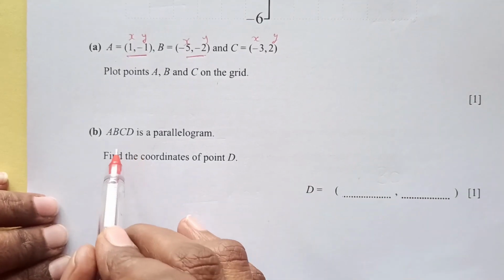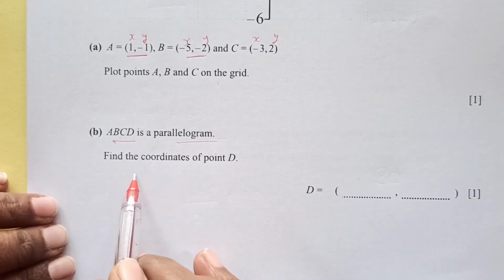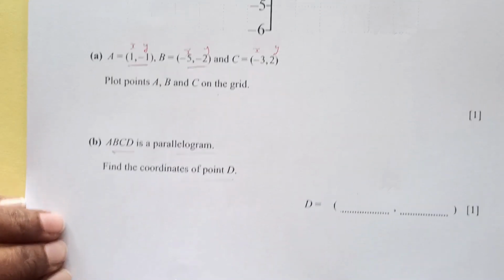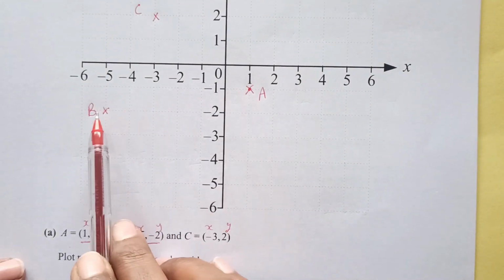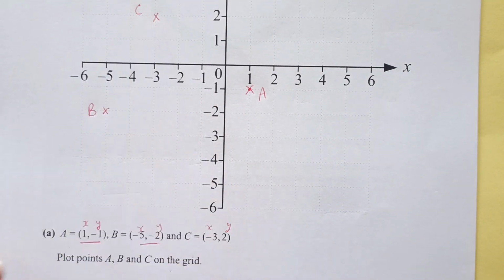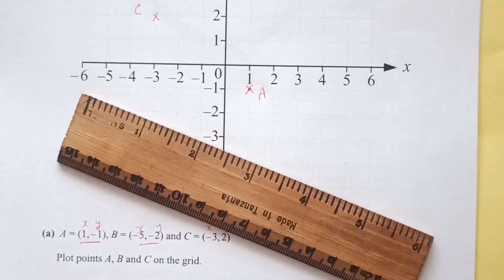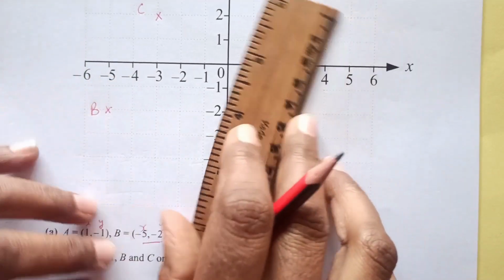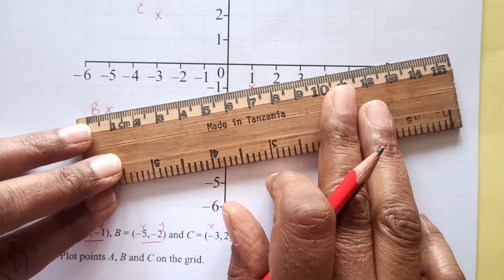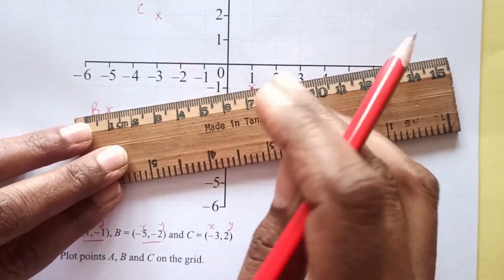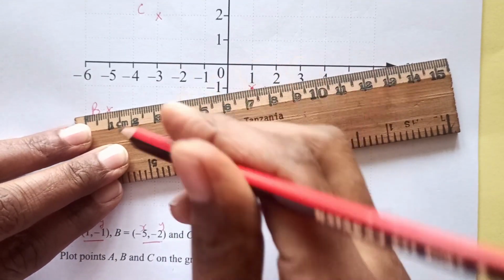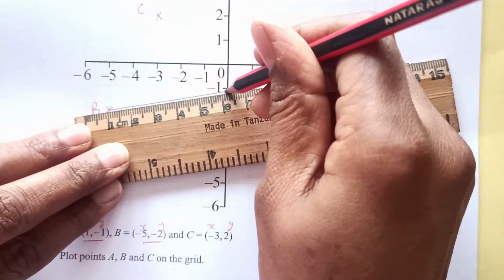Now next, ABCD is a parallelogram. Find the coordinates of point D. So now you see we have A, B and C. We are looking for point D that makes it a parallelogram, right? So first of all, let's join them. Always use a pencil to draw the diagram so that if you make any mistake you can easily rub it out.